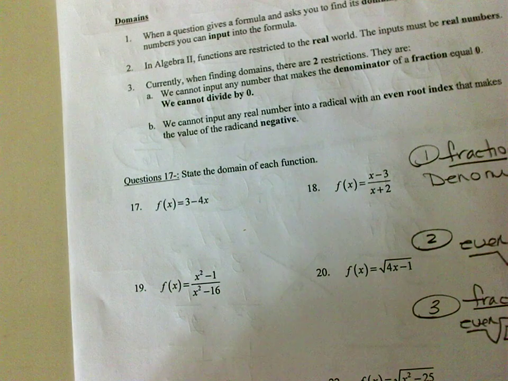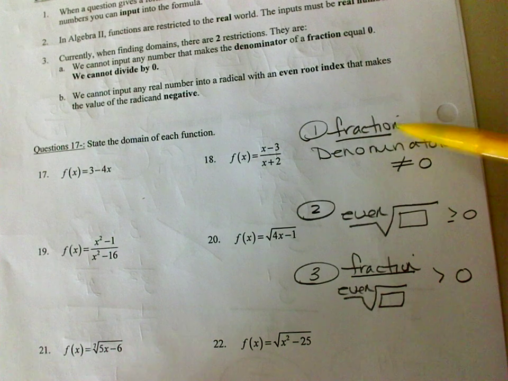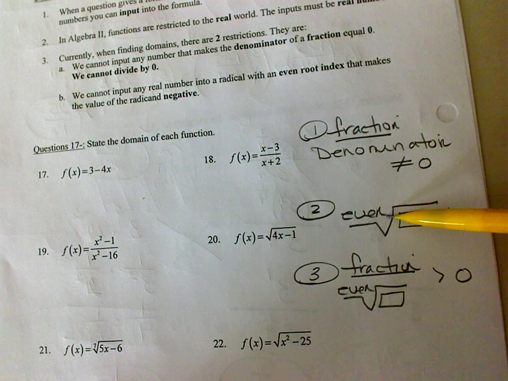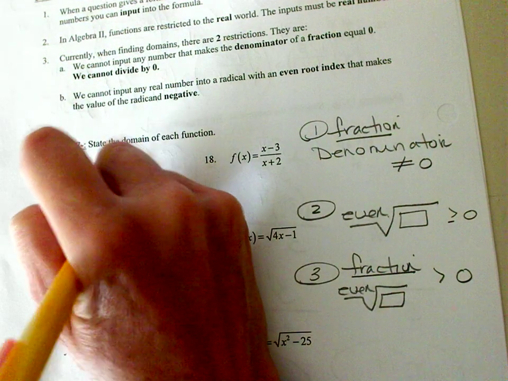Okay, so that brings us to 17, and we're not going to do all these. We'll be skipping around. All right, 17. If I look at the things I just wrote down, I don't have a fraction or an even root radical. So since it's none of these, my domain is all reals.